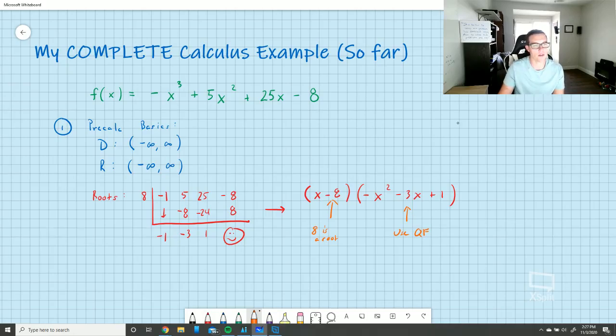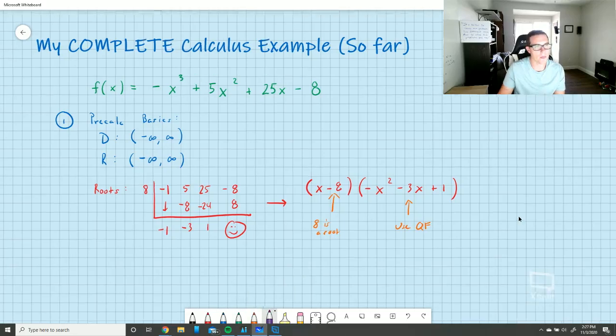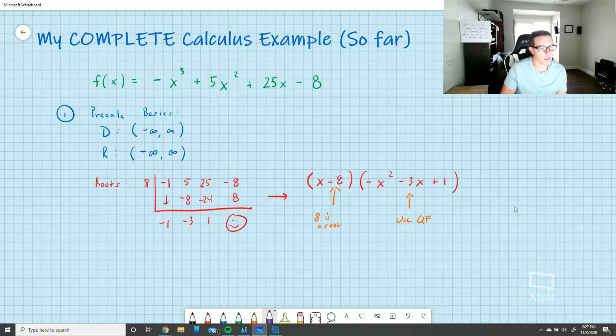Do you have to do that for this course? Not really. That's more of a pre-calc integrated 3 topic. Other things you could do for this problem is tell me things like the y-intercept. For the y-intercept, you just plug in 0. Always remember you plug in 0 to get the y-intercept, and it's negative 8. So cool, we know the y-intercept is negative 8.